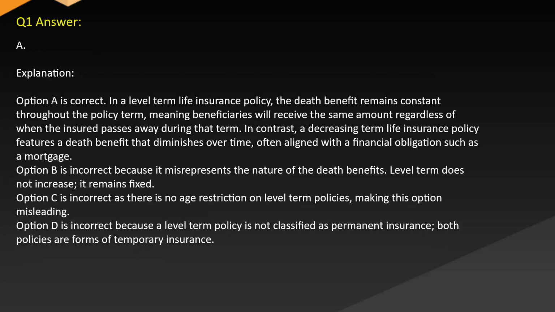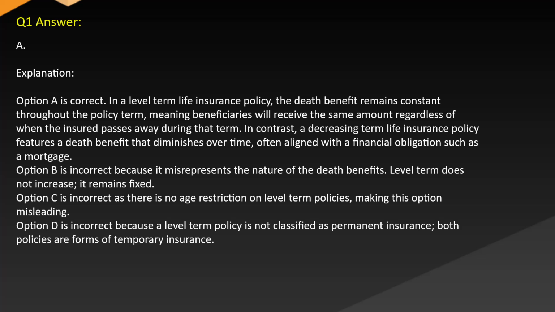Answer A. Explanation. Option A is correct. In a level term life insurance policy, the death benefit remains constant throughout the policy term, meaning beneficiaries will receive the same amount regardless of when the insured passes away during that term. In contrast, a decreasing term life insurance policy features a death benefit that diminishes over time, often aligned with a financial obligation such as a mortgage.